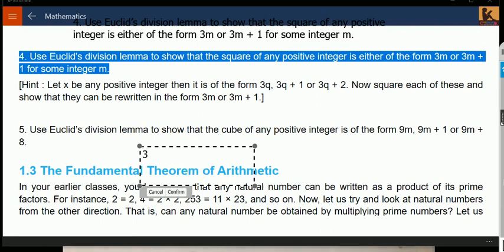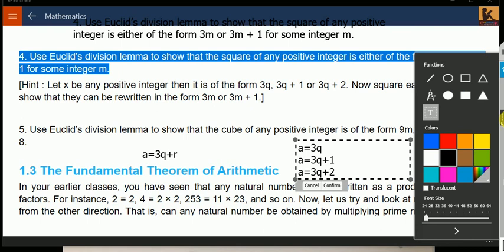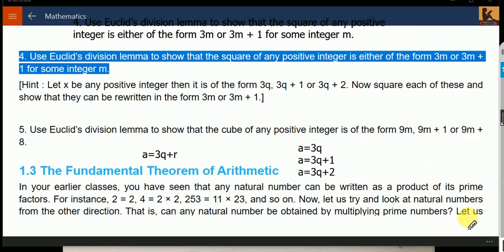The equation was a equals 3q plus r, where r is less than 3, so we can write it in this form. There were 3 equations. The first equation was a equals 3q, the second equation was a equals 3q plus 1, and the third was a equals 3q plus 2. In the above question we squared each equation. In this one we will find the cube of these equations.